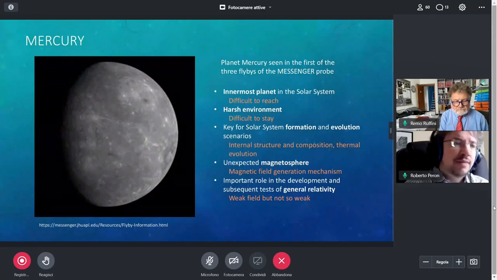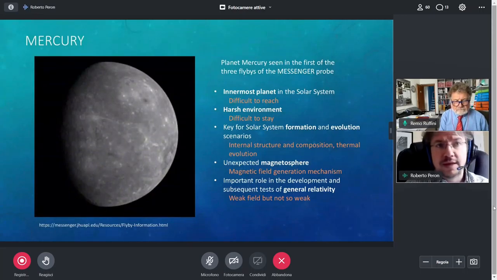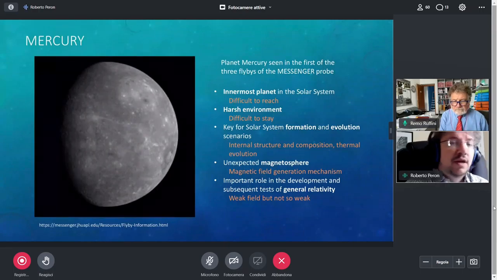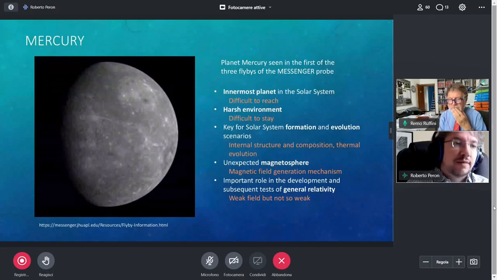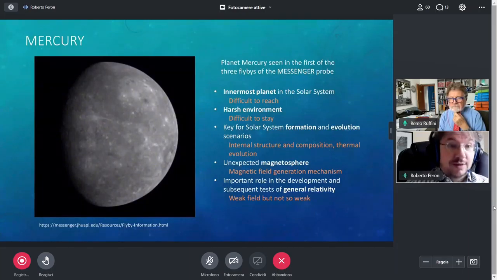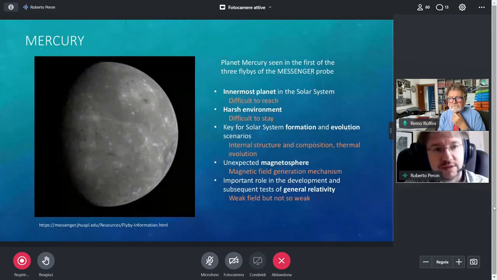And then the first mission to Mercury, Mariner 10, in the 1970s, discovered an unexpected magnetic field. So, what does produce this magnetic field? And then, and we are all very interested in this, we know that Mercury is close to the Sun, and we know that it has played in history a very important role in the development and subsequent tests of general relativity.